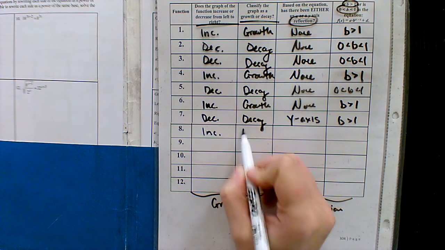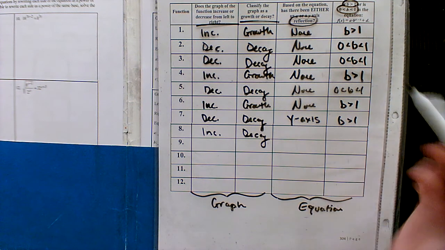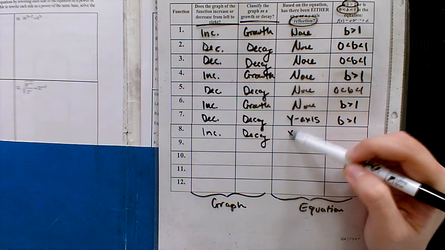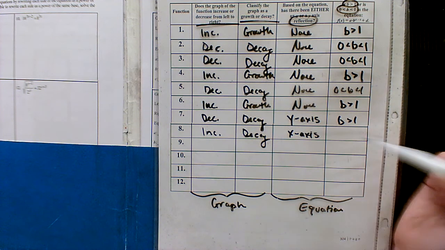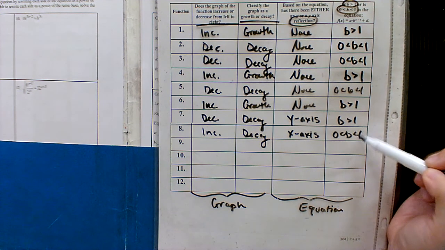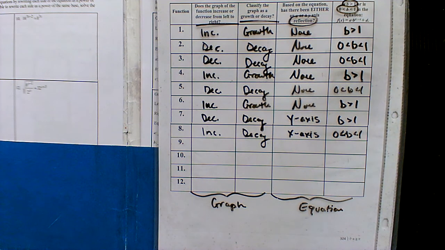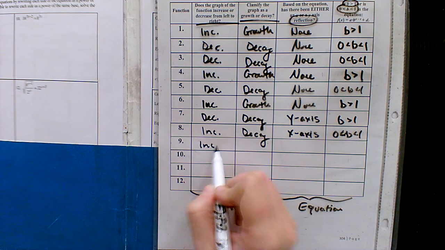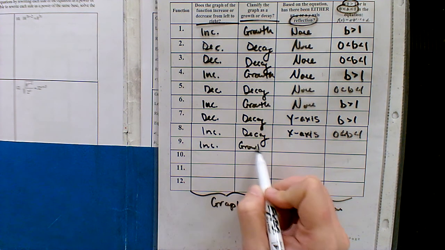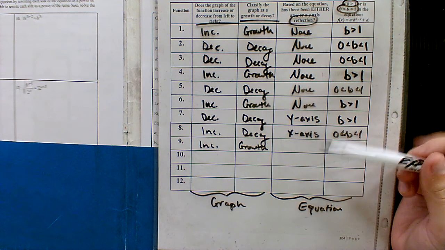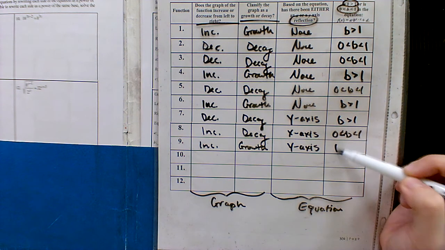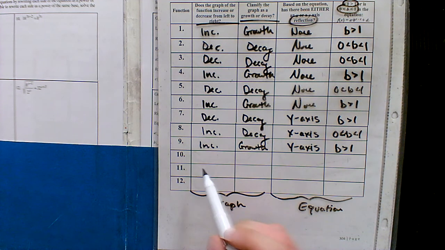Blake, can you do 8 for the graphs? Increase, decay. All right. And Grace, can you do the equations? X-axis reflection, and then it's in between 0 and 1. All right. Looks good. Maggie, can you do graphs for 9? Increase growth. Increase growth. Okay. And River, equations? Y-axis and greater than 1. Looks good. All right. Travis, 10 for graphs.